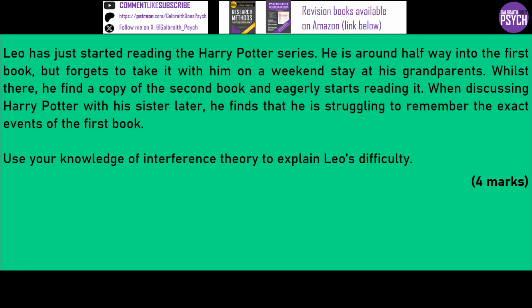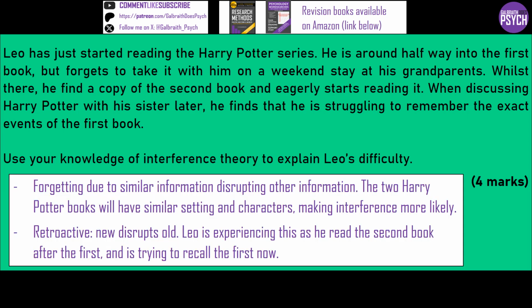Right, application question. Using our knowledge of interference, we need to explain Leo's difficulty here. So he was reading the Harry Potter books. He's read the second one, despite not finishing the first one, which sounds silly to me, but he was just too excited, so he couldn't contain himself. He had to read the second one, and he's then found it tricky to remember what was going on in the first book. Okay, let's recall our knowledge first.